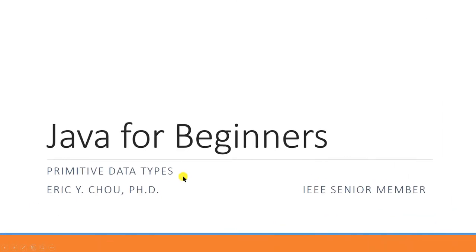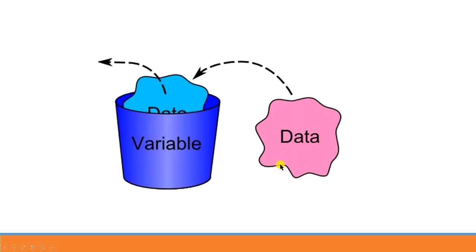In this lecture, I would like to discuss the basic data types for the Java language. We call them primitive data types. What is a variable? A variable is a container that you can store data in. Actually, a variable is a data storage location in memory, and in that memory location, you can store your data. And data can be formatted.